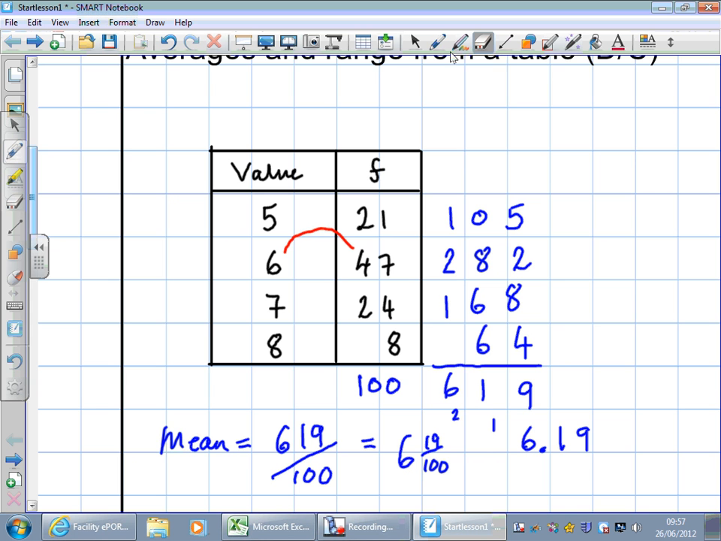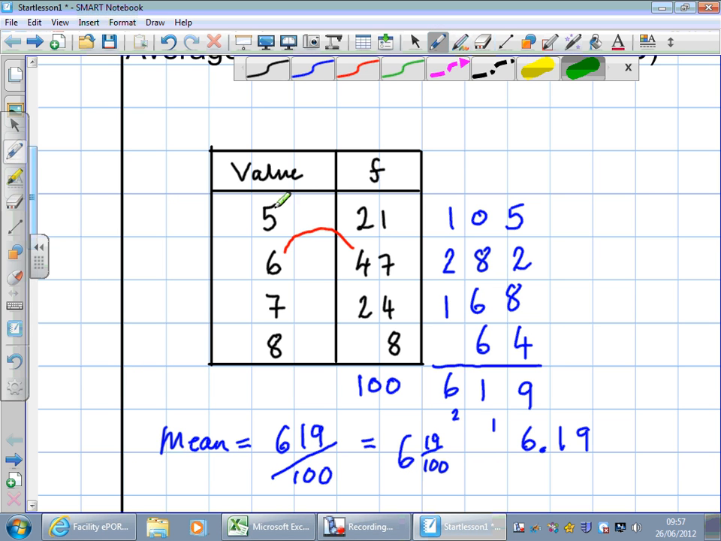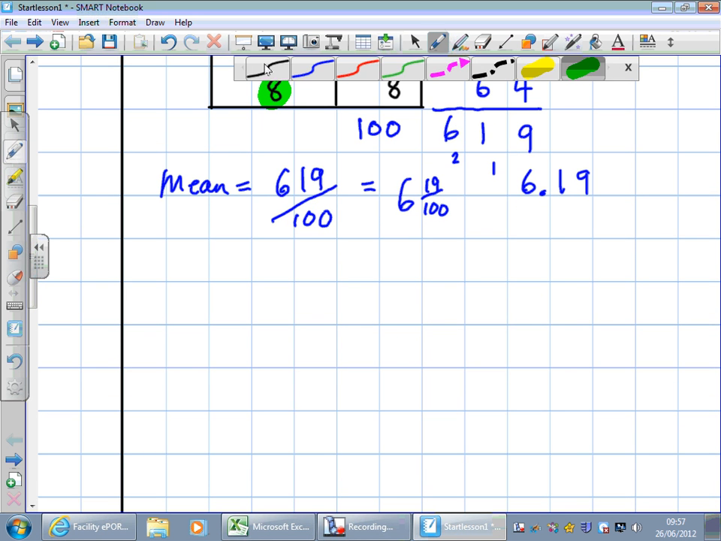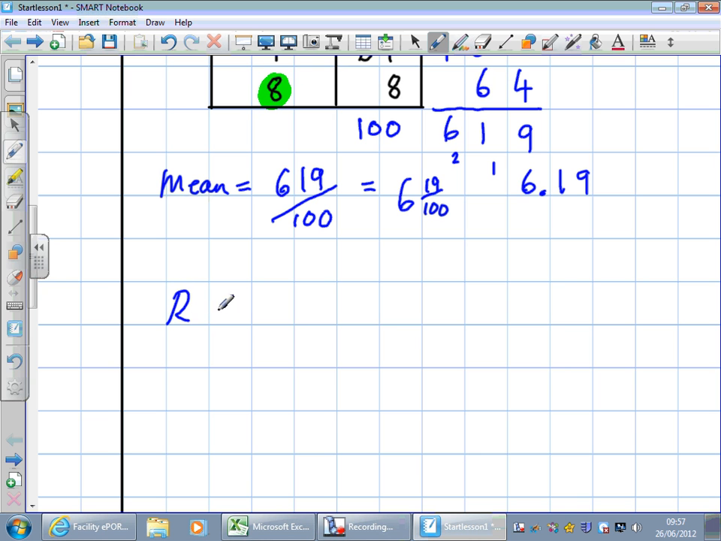The range is the easiest. You subtract the smallest value, or the smallest value was a 5. You subtract that from the largest value, which was 8. So beneath we can write, could you all write this down? Remember maths, we need a pen and paper to learn this. The range is 8 take away 5 equal to 3.